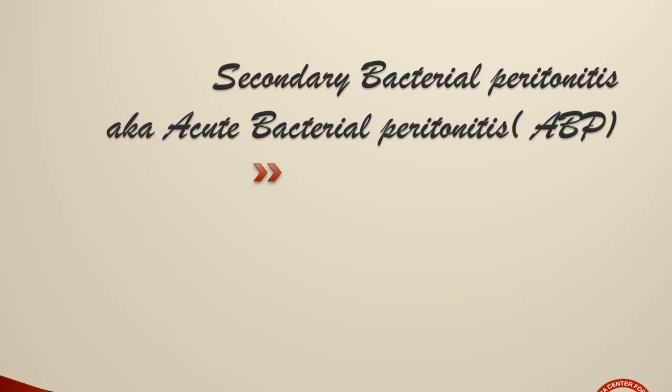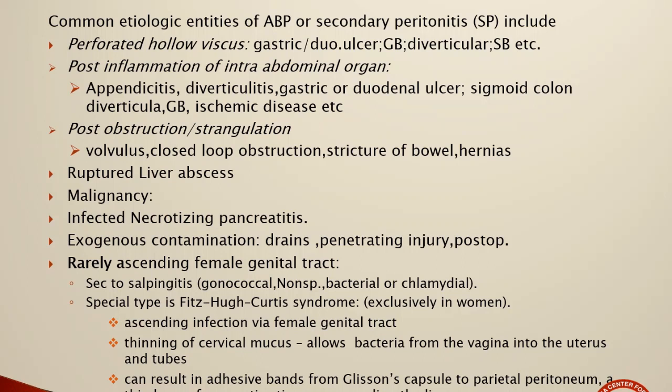Right? But coming to the most important form of peritonitis, known as secondary bacterial peritonitis, also known as acute bacterial peritonitis, or ABP. Now, if you look at the pathogenesis, the most common etiological entities of acute bacterial peritonitis or secondary peritonitis include perforations. It could be gastric, duodenal, and to go down the line, it could be jejunal, it could be ileal, it could be gallbladder, it could be diverticular disease, and so on and so forth. It could be post-inflammatory, where the permeability of the wall of the gut has increased, so that the intraluminal organisms can now be easily translocated. Like, for example, appendicitis, diverticulitis, acute cholecystitis, sigmoid diverticulitis, ischemic disease, where the wall is so thinned out that the translocation occurs very easily.